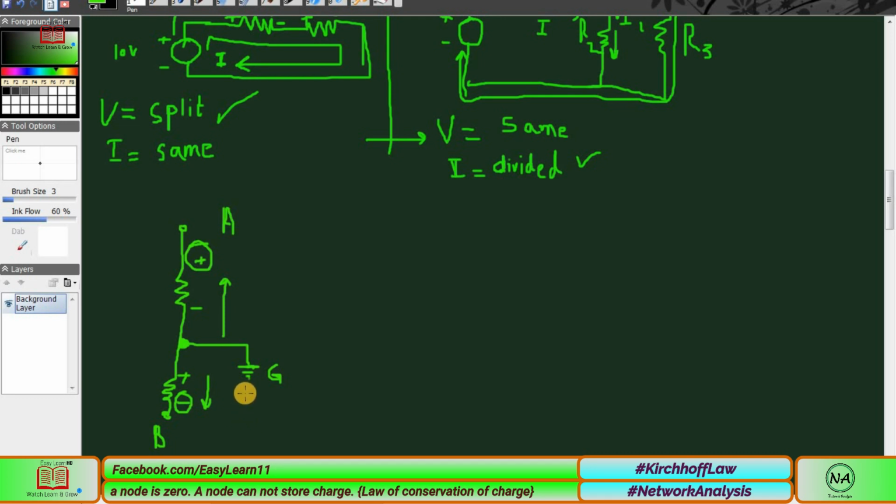Now I want to discuss Kirchhoff's Current Law, and the short form of it is KCL. Kirchhoff's Current Law is just like Kirchhoff's Voltage Law, not much different. It states that the algebraic sum of all the branch currents, so there must be a branch, leaving a node is 0. Let's suppose the branch current leaving a node is 0.